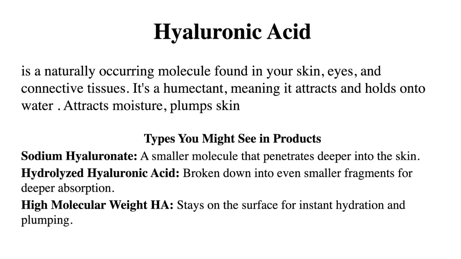Now, there are different types out there. Types you might see in products could be sodium hyaluronate. It has a smaller molecule that penetrates deeper into the skin. Next, we have hydrolyzed hyaluronic acid, which is broken down into even smaller fragments for deeper absorption. Next, we have a high molecular weight hyaluronic acid. This specific hyaluronic acid stays on the surface of the skin for instant hydration and plumping of the skin.